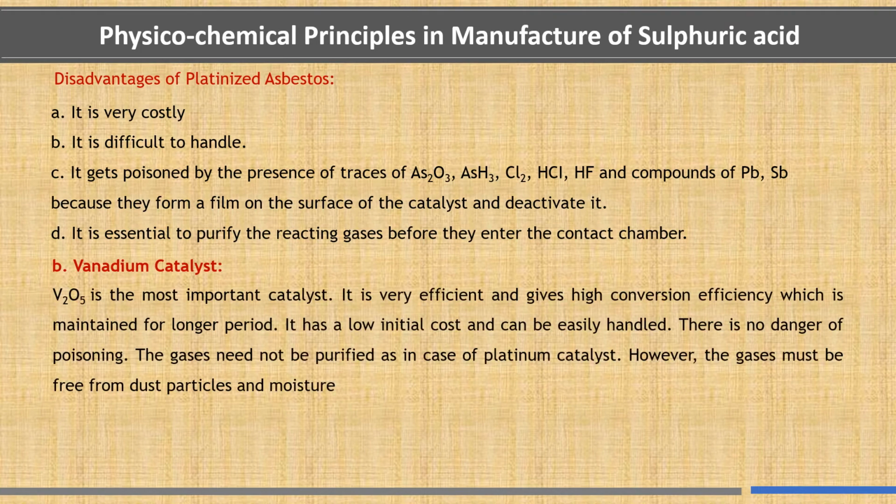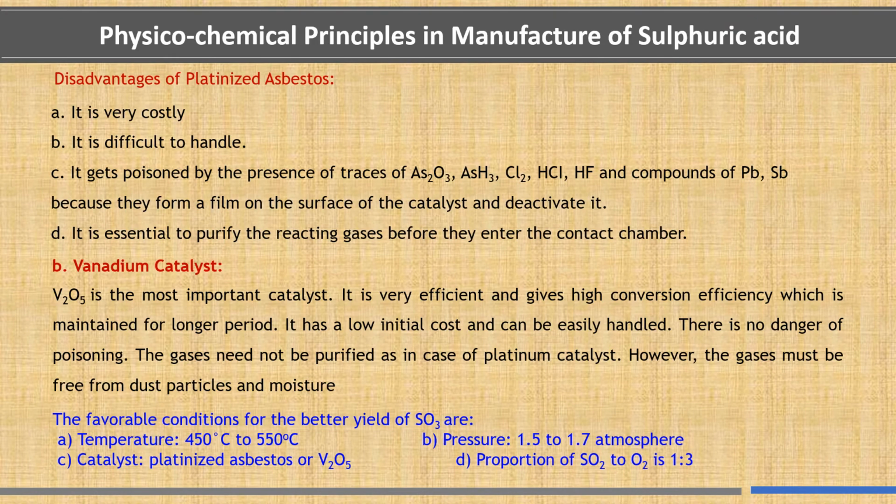Vanadium catalyst. V2O5, that is vanadium pentoxide, is the most important catalyst. It is very efficient and gives high conversion efficiency, which is maintained for a longer period of time. It has low initial cost and can be easily handled. There is no danger of poisoning. The gases need not be purified as in the case of the platinum catalyst. However, the gases must be free from dust particles and moisture.